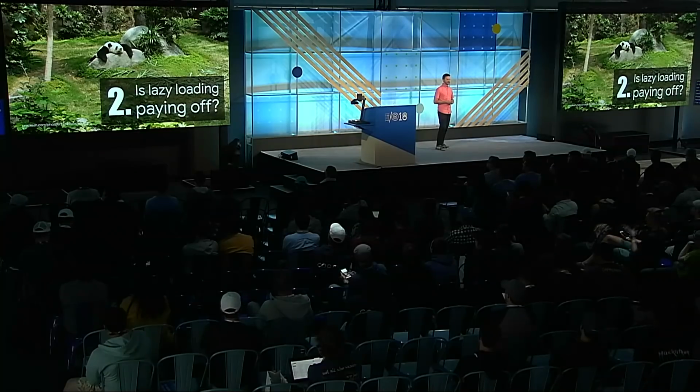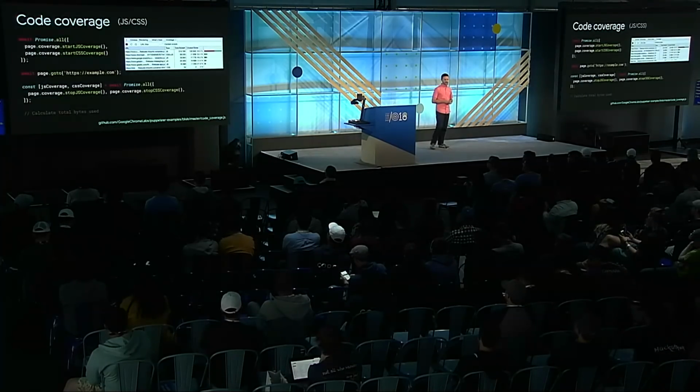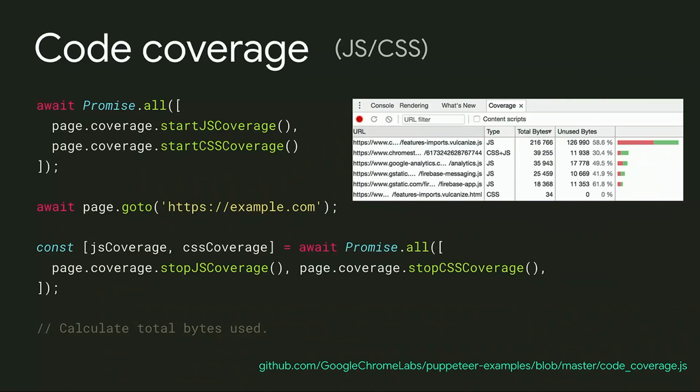Number 2 awesome thing you can do with Puppeteer and Headless Chrome is verify that lazy loading is paying off. Now, lazy loading is a good thing. You should all do it. But sometimes I'll put a bunch of effort into my apps, and I'll wonder, is this actually making my app faster? All this work, is it paying off? You can verify this using Puppeteer and the code coverage API. It gives you the breakdown of the CSS and JavaScript that your app uses. You can start code coverage, do a bunch of stuff on the page, navigate around, and then stop code coverage. DevTools has a panel for this. You can check that out.